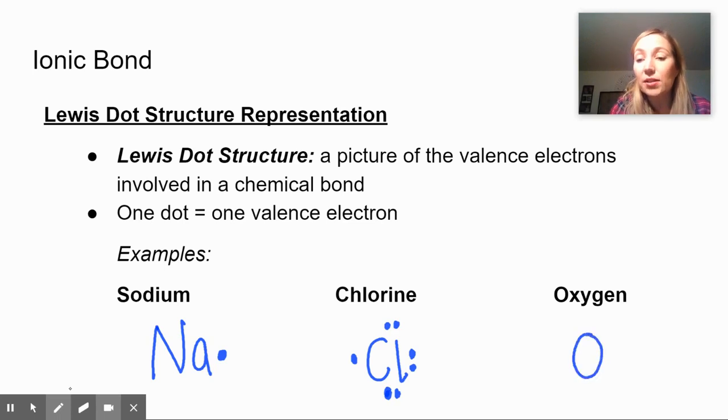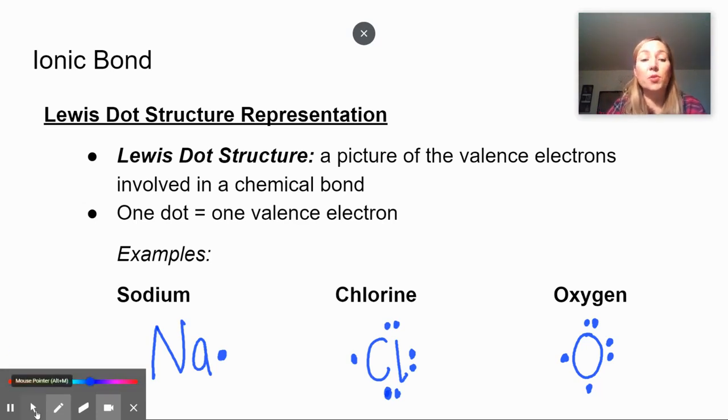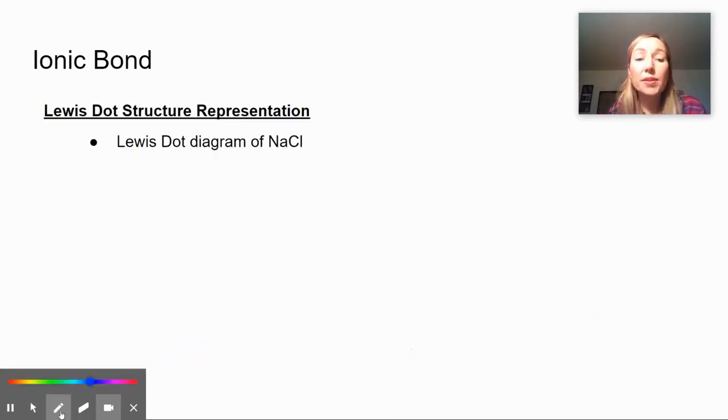We'll see with oxygen. It only has 6 valence electrons. It's in the 6th main group on the periodic table. And so if we put 1 on each side, 4, then we start doubling up, 5, 6, we end up with 2 pairs of electrons. So those 4 electrons are in pairs, and then we end up with those 2 unpaired electrons, just like we're supposed to.